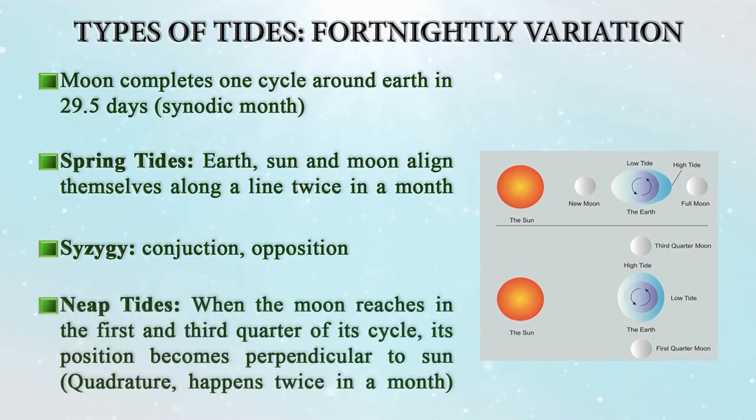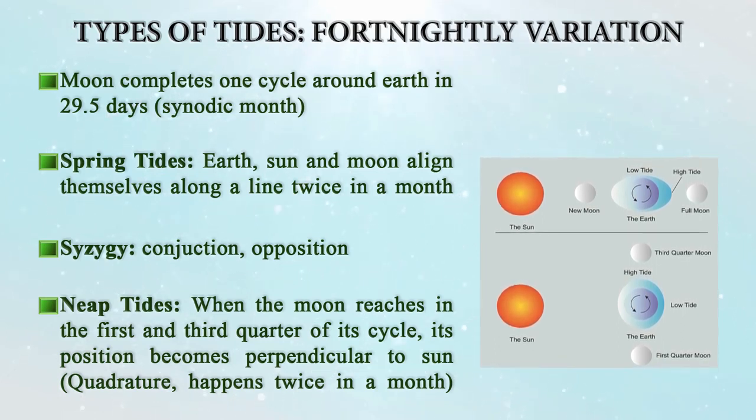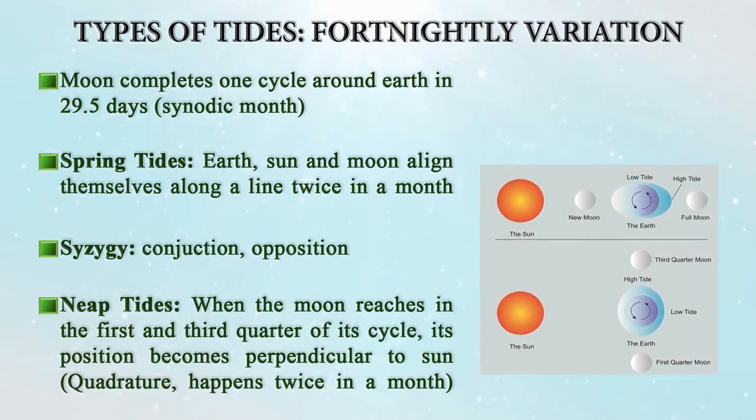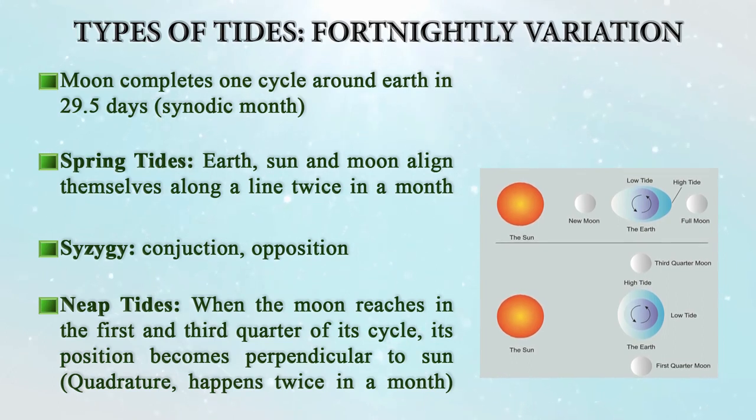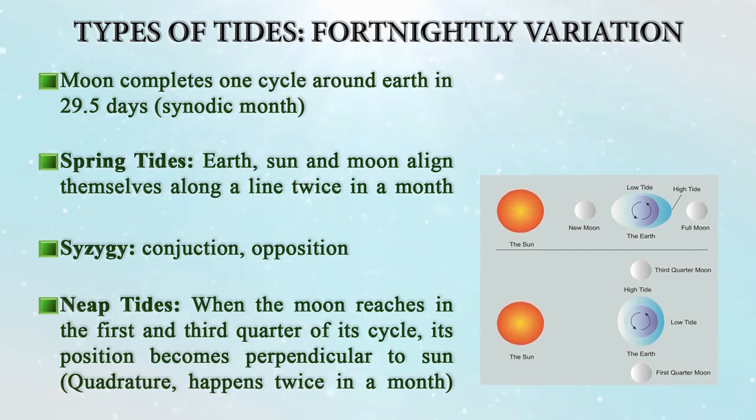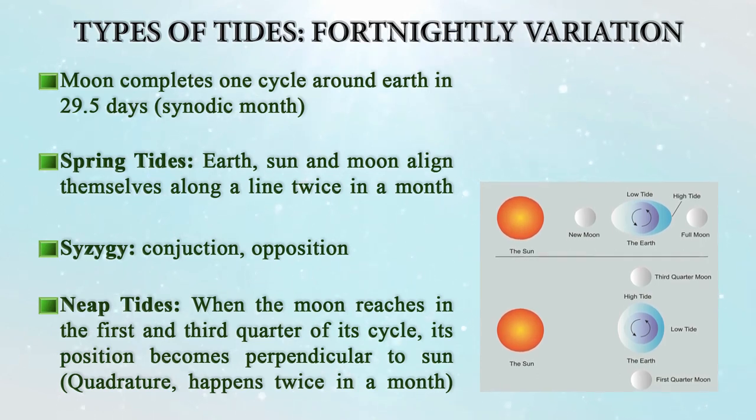And when the moon reaches the first and third quarter of its cycle, its position becomes perpendicular to the sun. The moon's angle is 90 degrees with respect to the sun. So, tidal forces work opposite to each other, and in this case we experience neap tides, and these are 20% lower than the normal tides. So, this is the fortnightly variation in the tides, and I'll stop here. We'll study more about different variations in tides in our next video program.